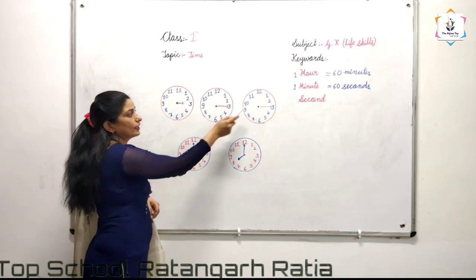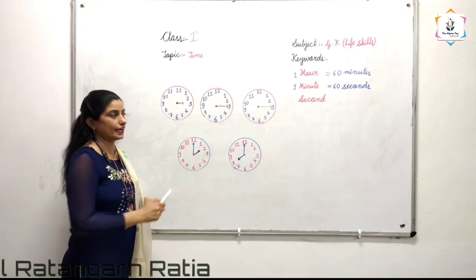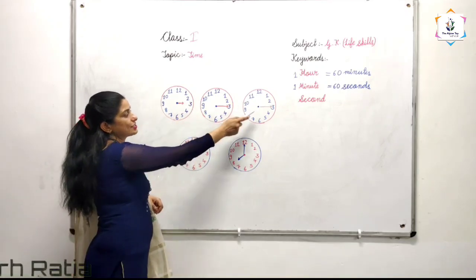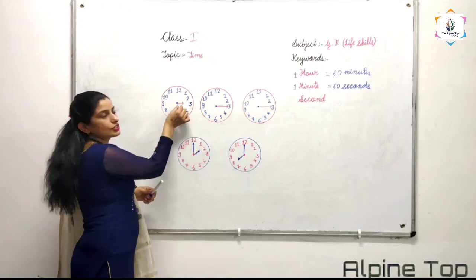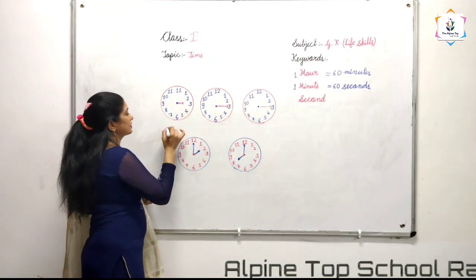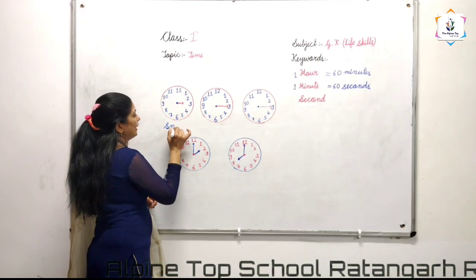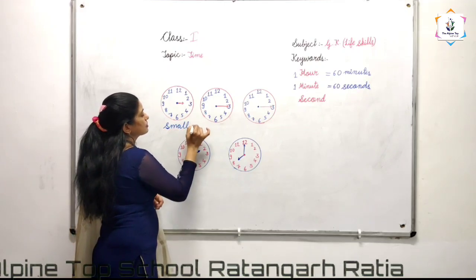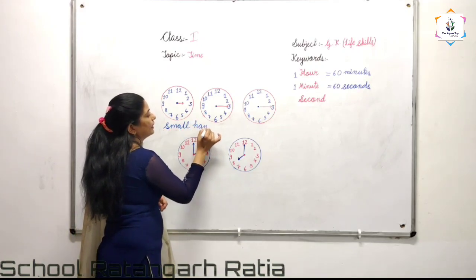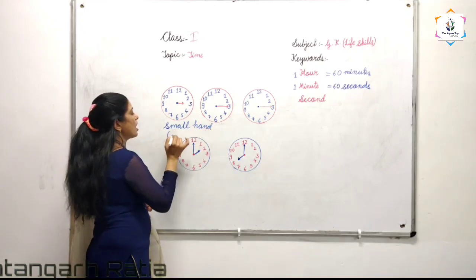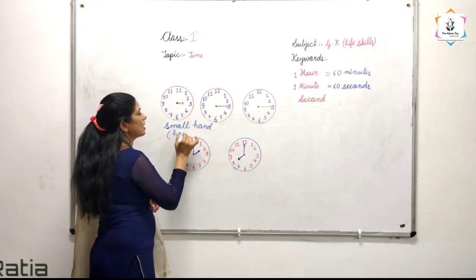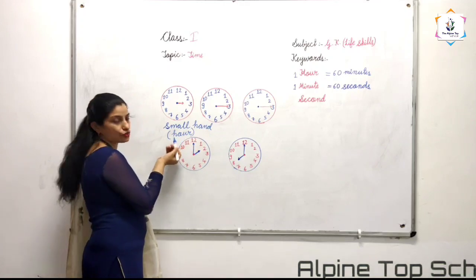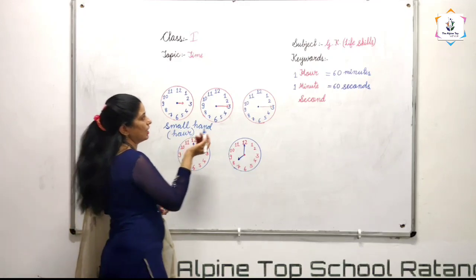So now there are 3 hands on the clock. This is the clock that is used to measure the time. This one is the small hand, and the small hand is used to measure the hour.